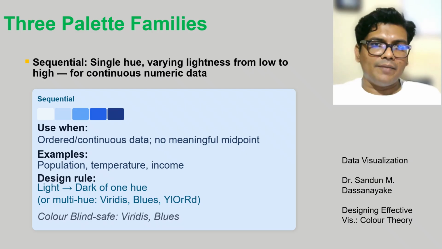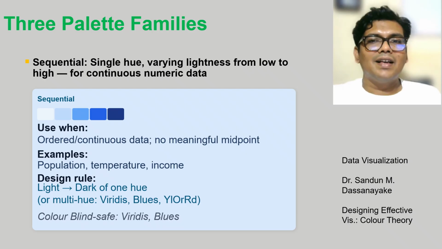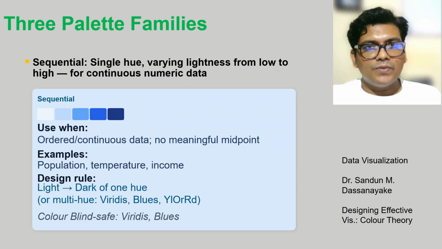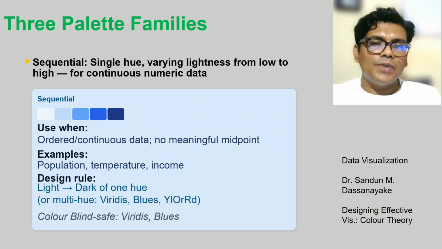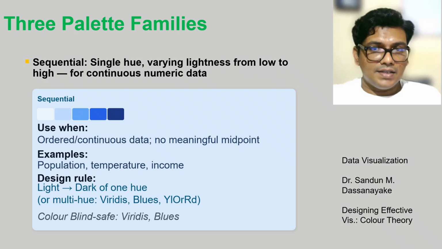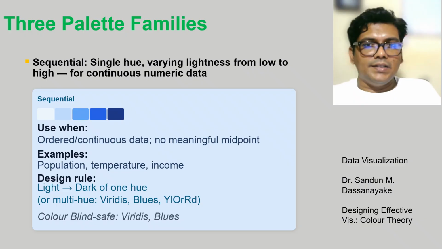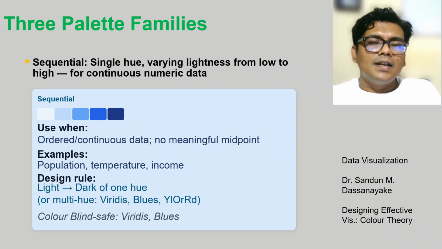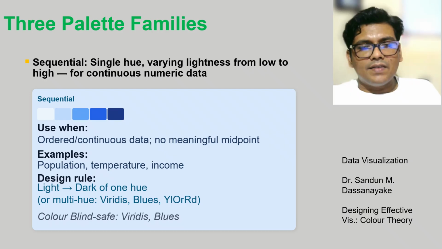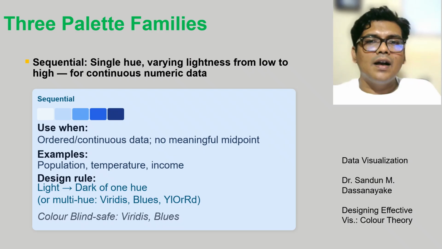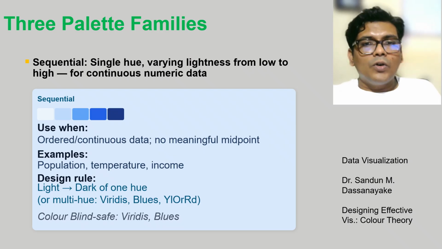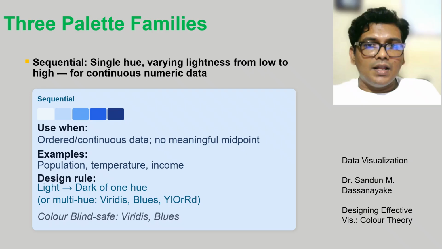A single hue ramp, which is a single color, light blue to dark blue, for example, is the simplest approach. Multi-hue ramps like Viridis or YlOrRd add perceptual discriminability over longer ranges while still maintaining lightness order, making it easier to distinguish values that are close together. Both Viridis and Blues are also colorblind safe, making them strong defaults.